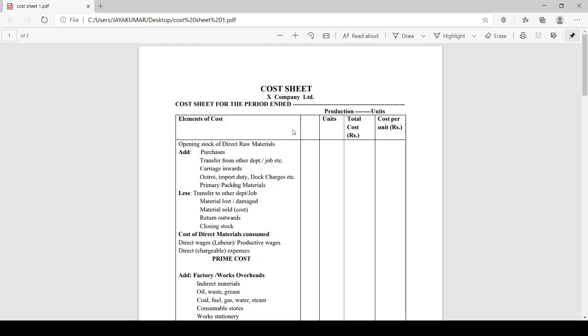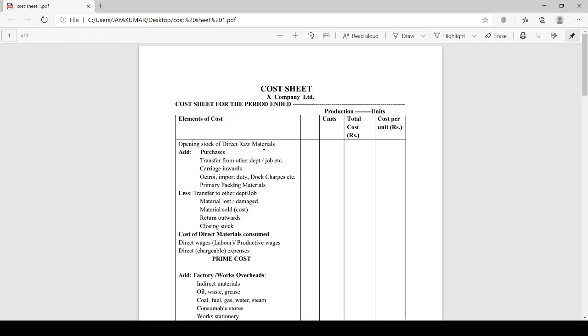Now we have different columns here. So the first column here is elements of cost. The second column is the inner column to do the calculation. Then the third column, units, number of units. Then total cost, rupees. And the last column, cost per unit. So the cost sheet, as I have already told you, helps us in finding out the total cost as well as the cost per unit of the product.